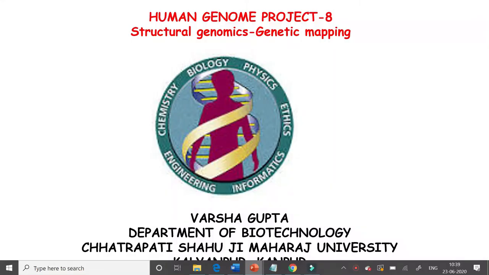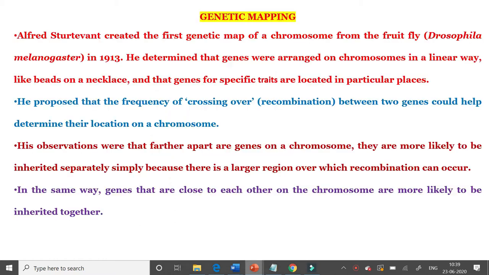Everyone. We'll be discussing the Human Genome Project. In this, we'll talk about structural genomics and genetic mapping. As we all know, genetic maps earlier were based upon chromosome recombination and linkage maps.